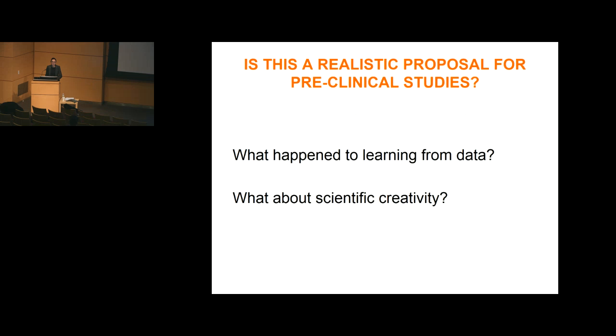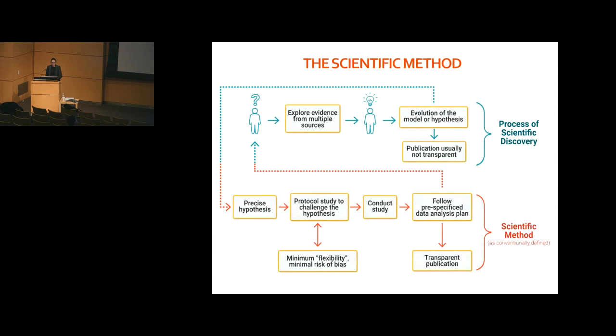So we have to allow some scientific creativity. But we go back to this definition of the scientific method. Yes, there are hypotheses and models that have to evolve over time and reach a particular conclusion based on that experimental investigation, but there is a difference between hypothesis generating and hypothesis testing.